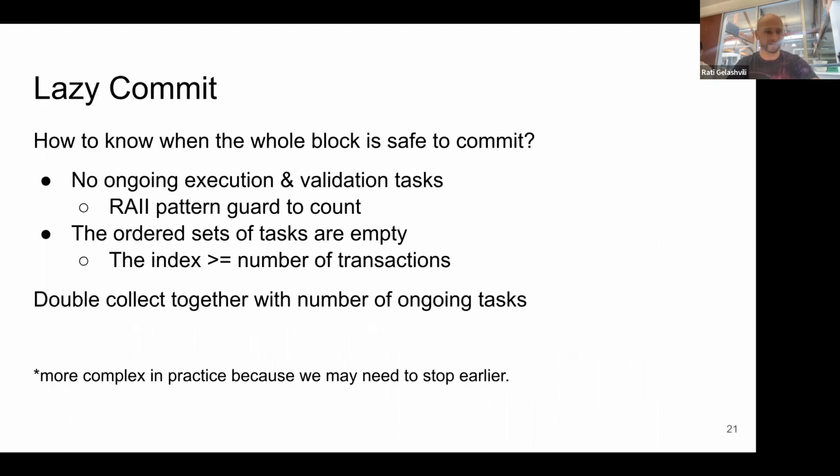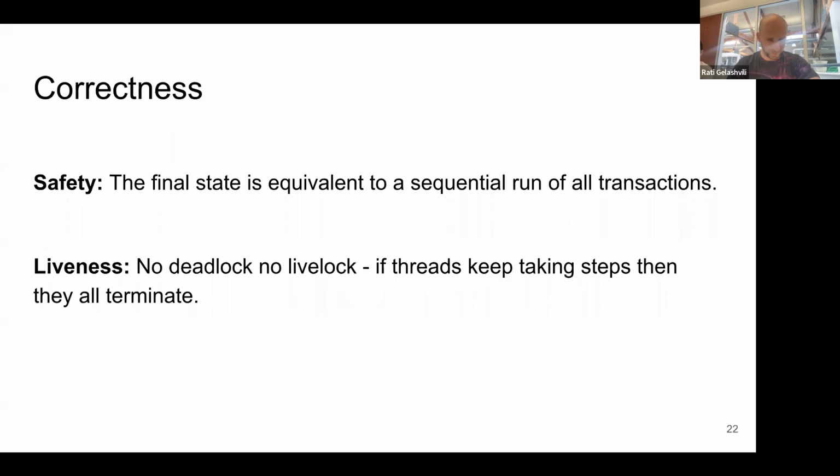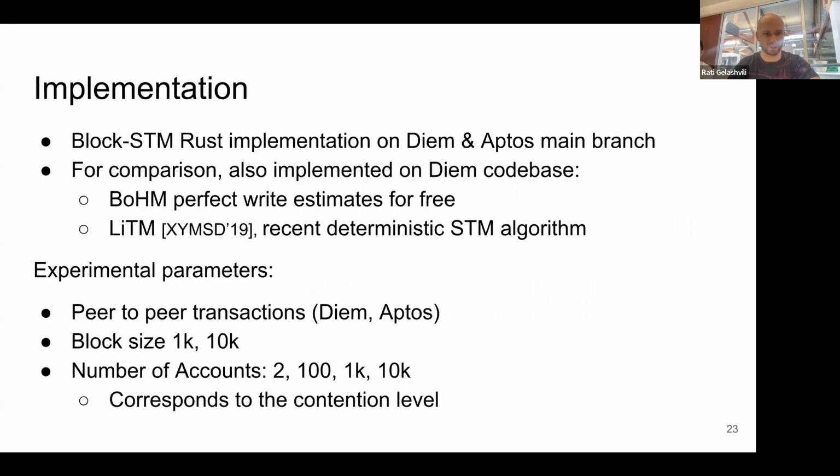And finally, this lazy commit is basically related to the thing we said about the block. We have a way to tell when the block is safe to commit, and we just check this lazily; we don't track individual commits. And if you see our manuscript on arXiv, we have very comprehensive proofs for safety and liveness. We show that there will be no deadlock, no livelock, and the final state will be equivalent to executing the transactions in a sequential order.